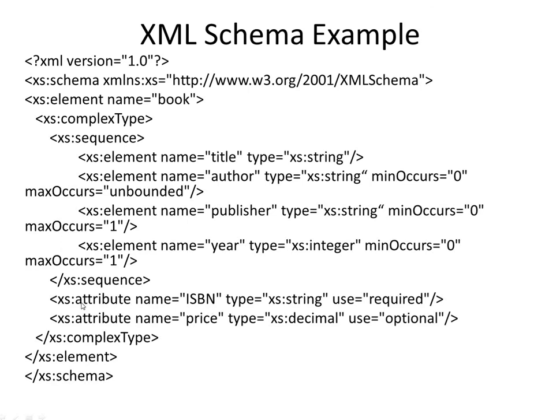These attributes can be declared like this: xs:attribute, the name of the attribute is ISBN, its type is string, and a constraint is added on this attribute using attribute use. So use equals required means this ISBN attribute is mandatory in an XML document for this book element, while the second attribute is price, whose type is decimal. So decimal values are allowed for this price attribute, and its use is optional. Use optional means it is not mandatory to give the attribute price for the book in an XML document.